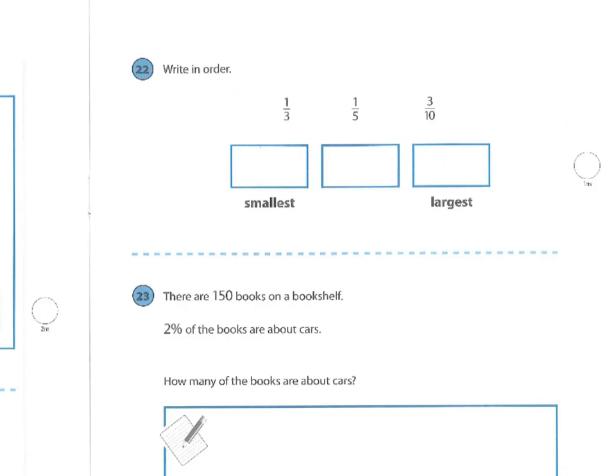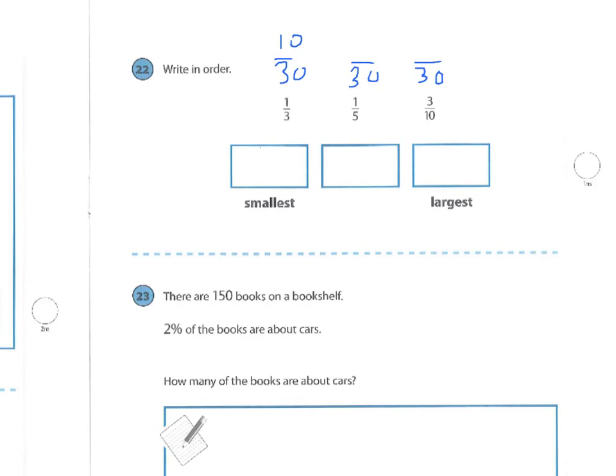Question 22. Write in order, smallest to largest. Now, in order to compare fractions, we must make these fractions have the same denominator or bottom number. The denominators at the moment are 3, 5 and 10. So in order to find a common denominator, I have to find a number that is in the 3, 5 and 10 times table. And that number is 30. So if I turn each of these fractions into a fraction with 30 as the denominator, then I can compare them. To turn the first fraction into 30ths, you have to multiply top and bottom by 10, so that would be 10 30ths.